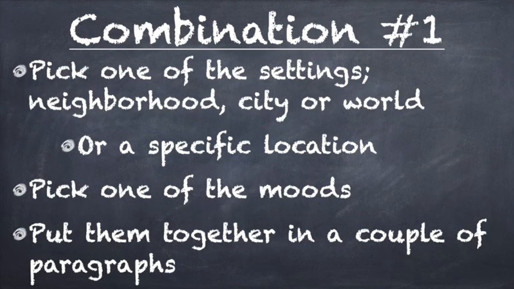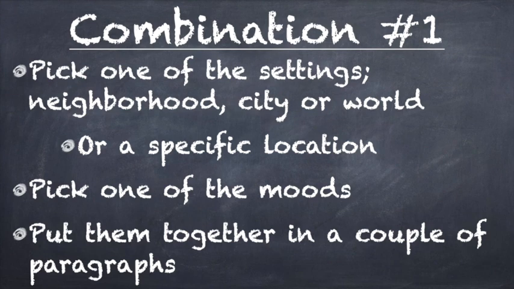So combination number one: pick any one of those settings, the neighborhood, the city, the world, or maybe a specific location within that neighborhood. Maybe something really piqued your interest when you were exploring the neighborhood, like the neighbor's house right next door to your main character. Or maybe it's a certain business within the city that you're like, ooh, my character would really go for that. That's why they live here, because this particular business or place or space, maybe it's the local library, who knows, really piques the character's interest. So take a specific location, something from one of those settings, and then partner that up with one of the moods that we were just exploring.